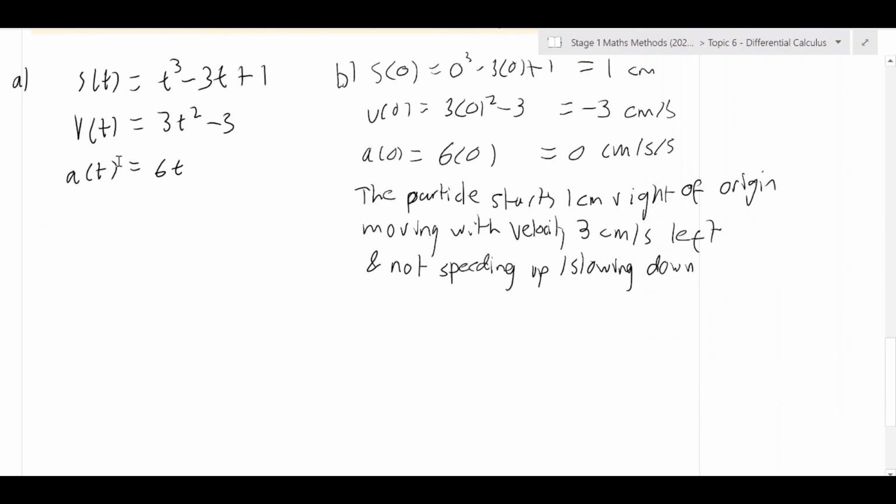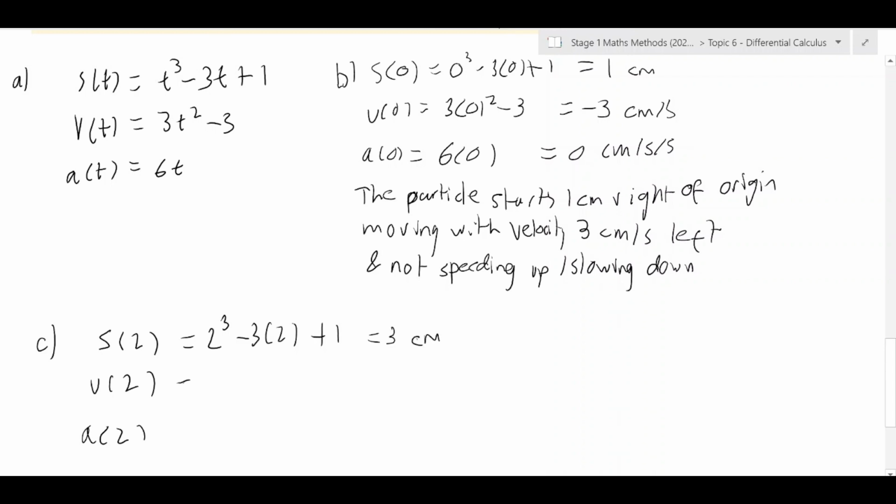Describe the motion at t equals 2. So we need to work out S of 2, V of 2, and A of 2. S of 2 is 2 cubed take 3 lots of 2 plus 1, which I believe is 3 centimeters. V of 2 is going to be 3 lots of 2 squared take 3, so that gives me 9 centimeters per second. And A of 2 is 6 lots of 2, which is 12 centimeters per second per second.